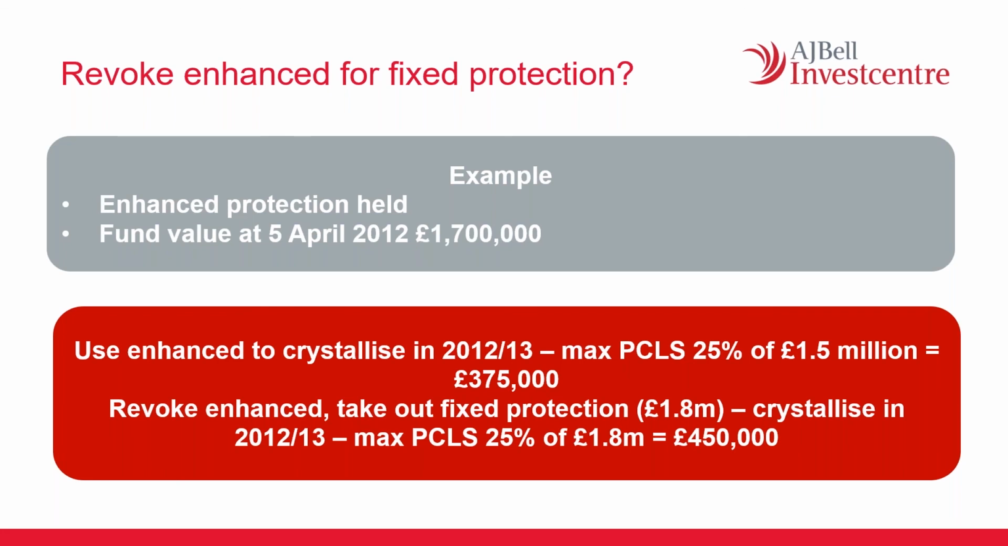at that point at 1.8 million, and crystallised it that year, then their maximum PCLS would have gone up to £450,000. I'm not sure that was intentional when they changed the rules, but it's just because they didn't underpin the PCLS amount for enhanced protection to 1.8 million. They've only done it to 1.5 million. So it has just produced some anomalies over time.